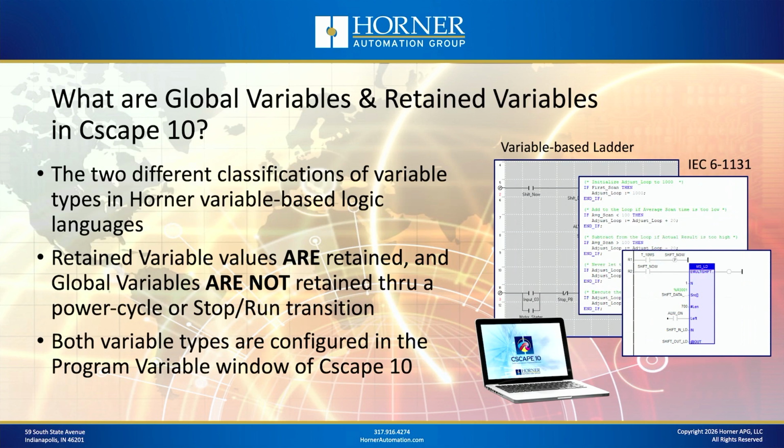So let's start out with talking about what are global variables and retained variables in Cscape 10. And again, we're primarily talking today in specifics about variable-based advanced ladder. So these are the two different classifications of variables available in all the variable-based languages. And as I mentioned, kind of snarkily in the open, retained variables are retained through a power cycle or a stop-to-run transition, and global variables are not. And both variable types are configured in the program variable window in Cscape 10, and we'll demonstrate that for you a little bit later.